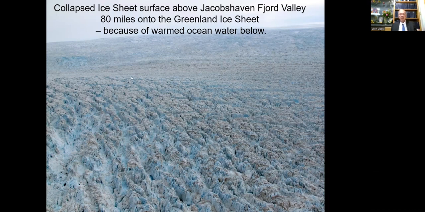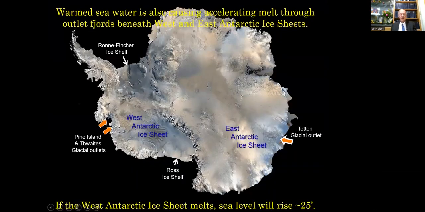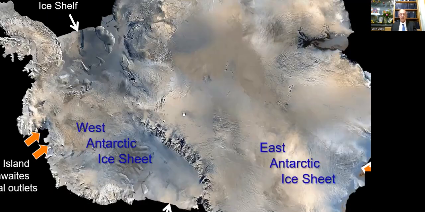And that's what's happening on both Greenland and Antarctica. This warmed ocean water getting in around the ice sheet is causing accelerating ice melt. Same thing is happening in Antarctica. And the areas of special interest are the Pine Island Glacial Outlet here and the Thwaites Glacial Outlet. This is often called the Doomsday Glacial Outlet. And there's another one that you might want to look at.